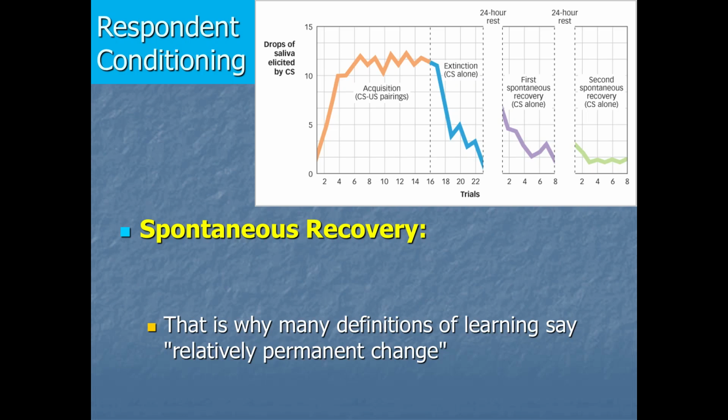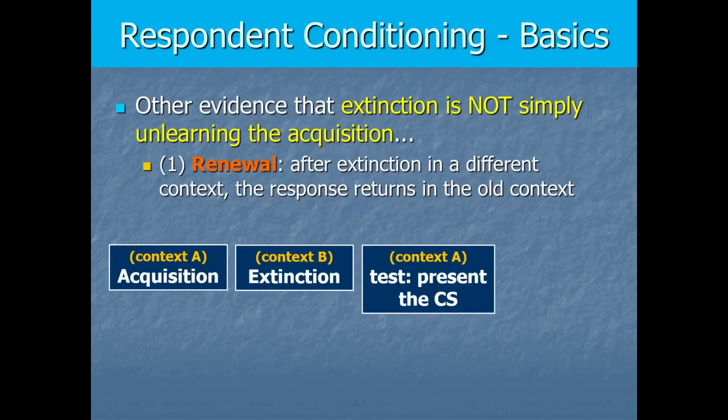This is why many definitions of learning say relatively permanent change. All of those changes in the graphs here are learning, the ups and the downs. That's all learning because the behavior pattern is changing. But the learning during extinction isn't just an unlearning or an undoing or an erasing of the original learning that happened in acquisition. There's actually plenty of other evidence that extinction is not simply unlearning the acquisition. I'm going to cover a couple of phenomena that provide such evidence.